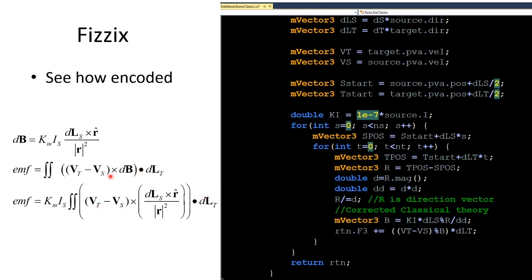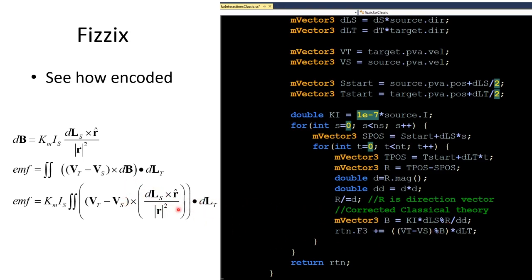So we're going to take what we had before, and you can see this is computing B as KI DL cross R over R squared. So here's where B is computed. It should be DB, but whatever. Here's KI. KI is Km times the source current times the vector DLS cross vector R divided by DD. Now R starts off as the difference between the target position and the source position, and then we compute D, which is the magnitude of R, and the magnitude squared, which is D times D. Since we don't need R anymore for magnitude, we divide R by D to make it a direction vector. So the capital R at this point is our direction vector.